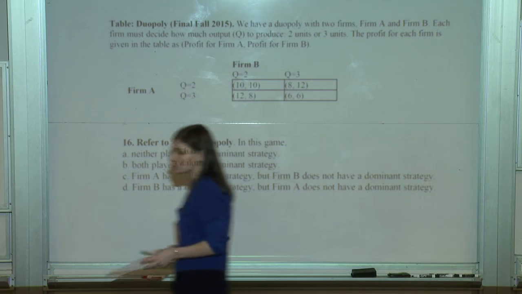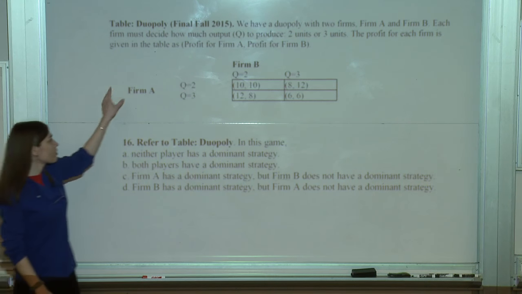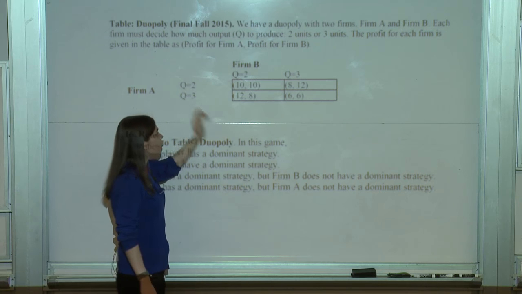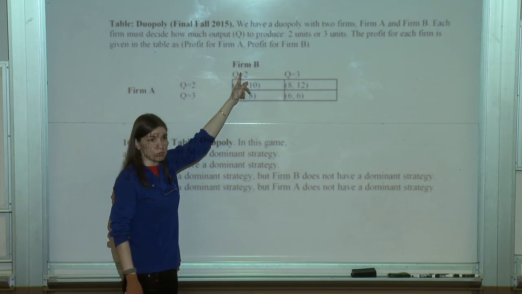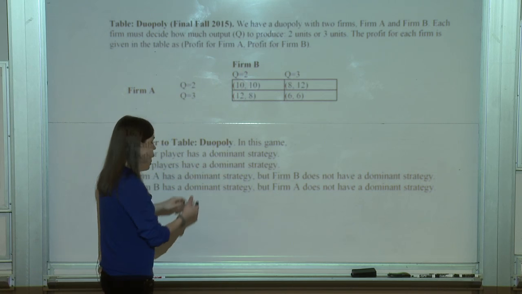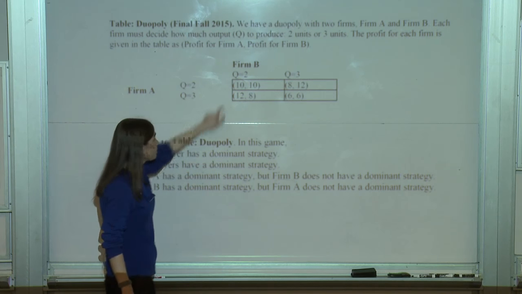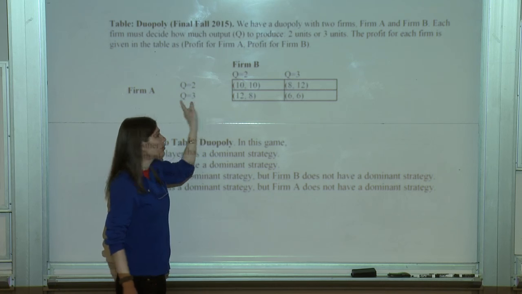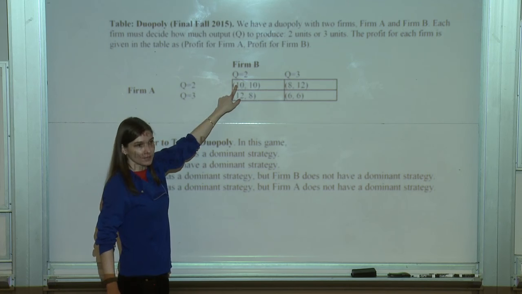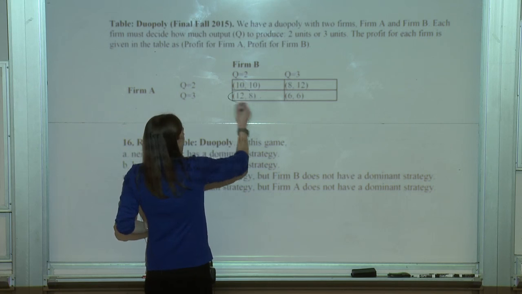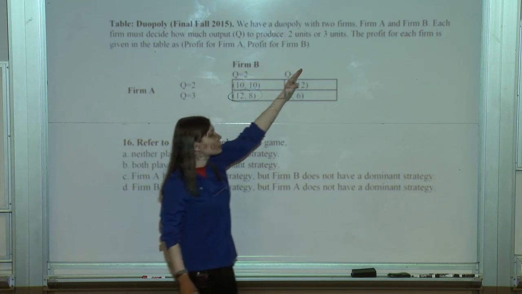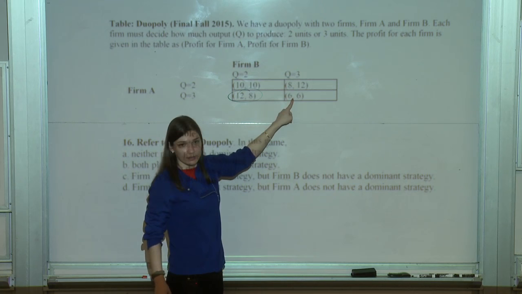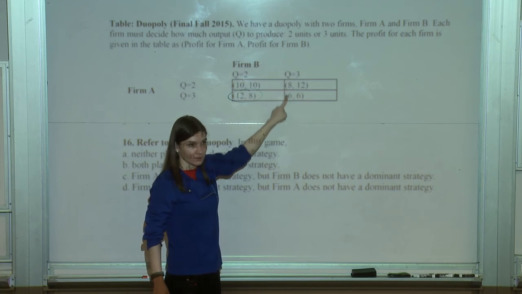As before, I'm going to start by looking from firm A's perspective. I'm firm A. First question is, given that firm B chooses 2, what should I do? If firm B chooses 2, what quantity should I choose? 3, because that gives me 12 instead of 10. And if firm B chooses 3, what should I do? 2, because that gives me 8 instead of 6.